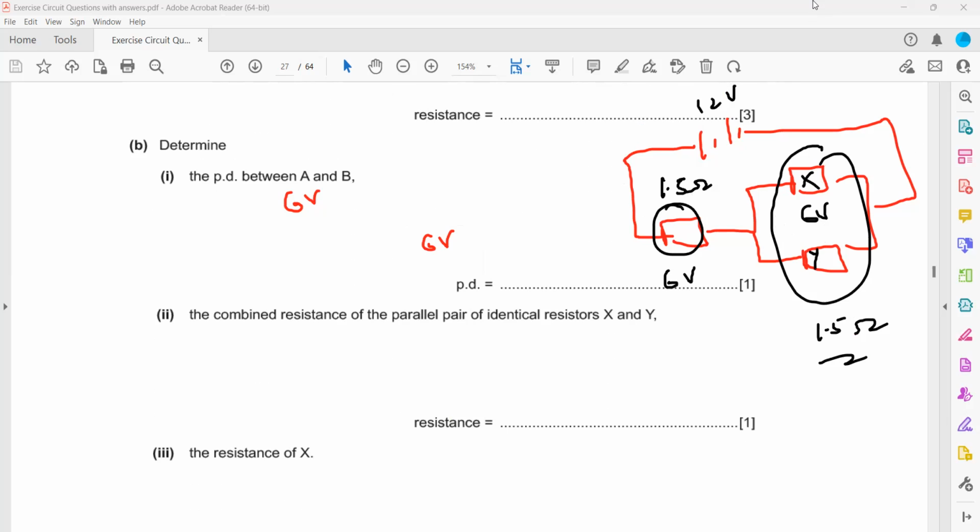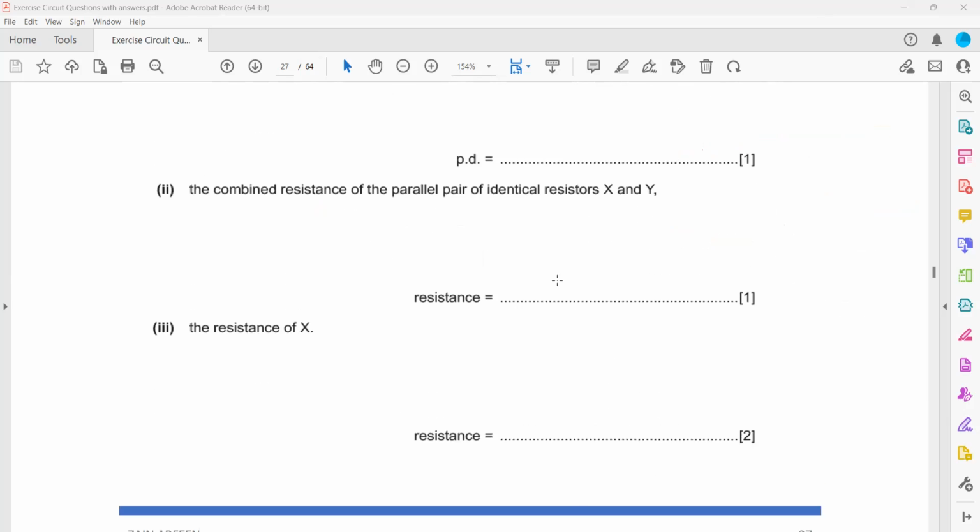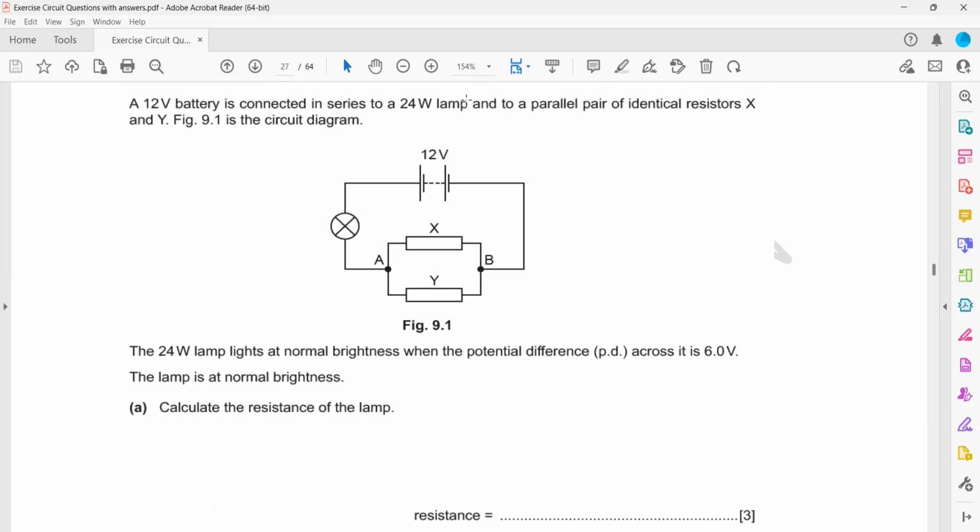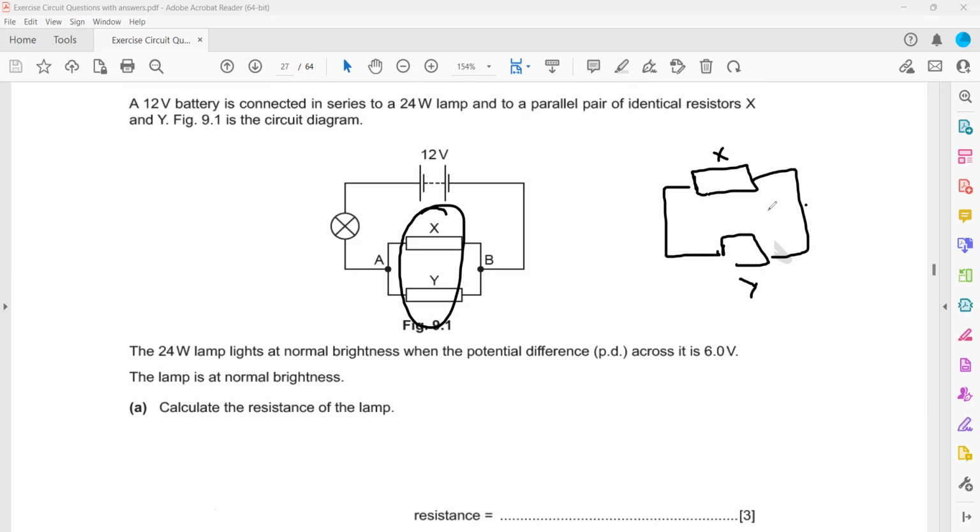Then we need the resistance of one of them individually. So how can we find the resistance of one of them? Because X and Y are in parallel. Whenever two resistors are connected in parallel, the formula for the total resistance is the product divided by the sum: R1 times R2 divided by R1 plus R2.